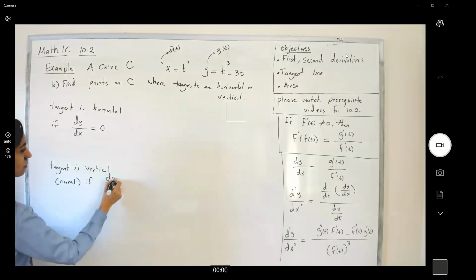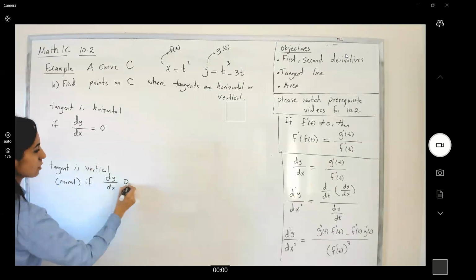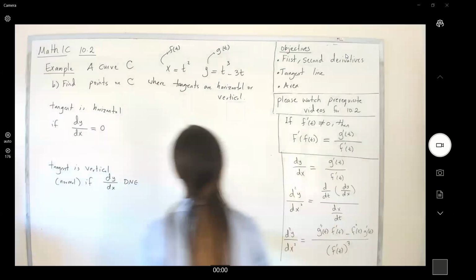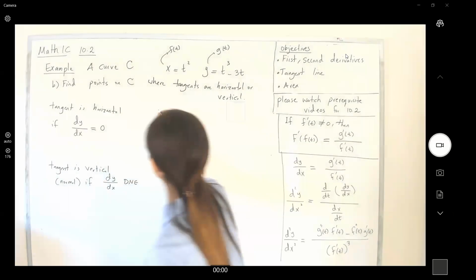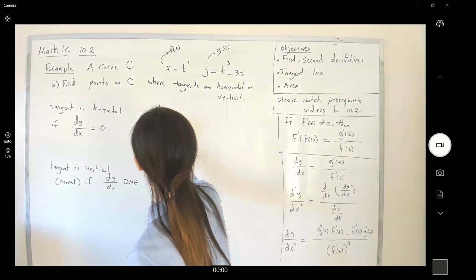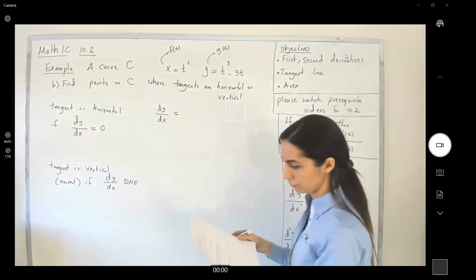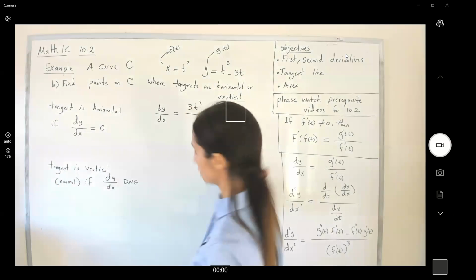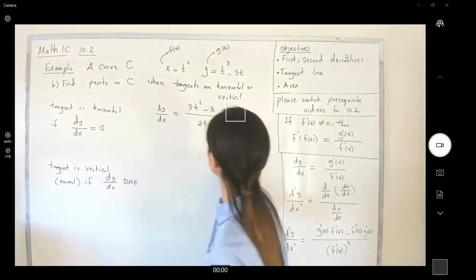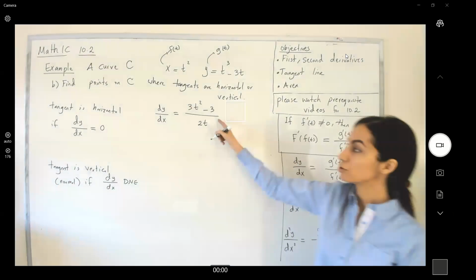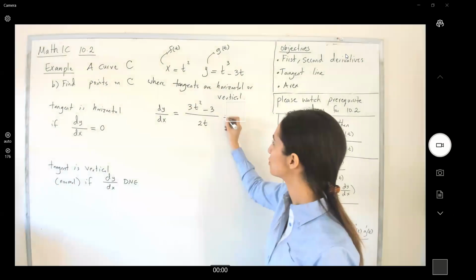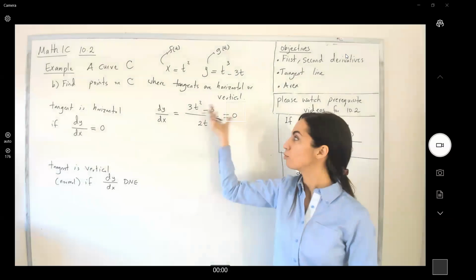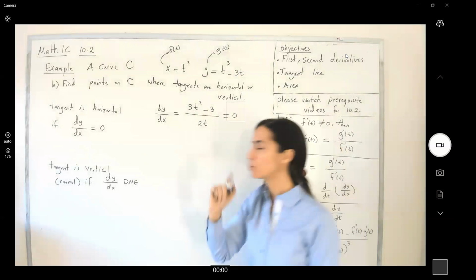If the first derivative does not exist. So by using what we got from part A, we know that dy over dx, the derivative, was (3t squared minus 3) divided by 2t. So you take the derivative, you set it equal to 0, and find t values such that those t values make this derivative equal to 0.